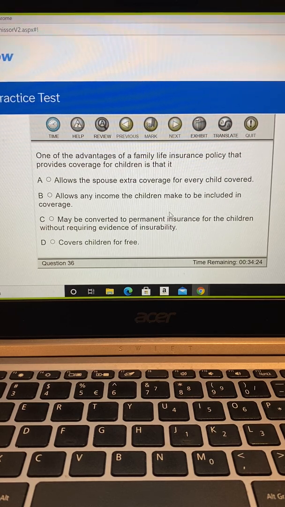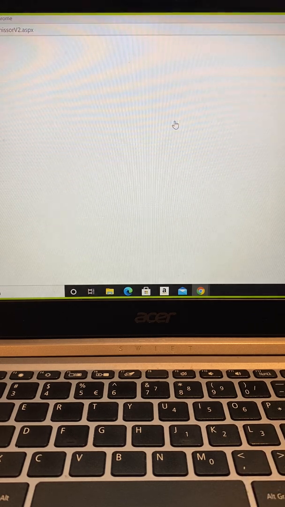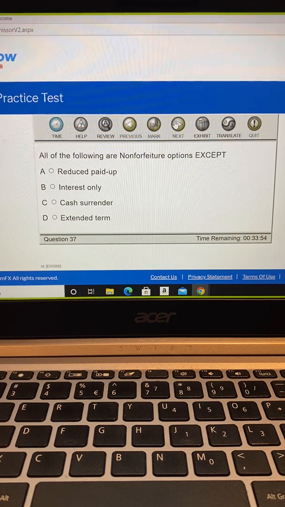If you go from perm to term, you don't have to do insurability, or do you? Right. So what's the answer? You gotta know that, man. Family policies, the spouse and the children can convert without evidence of insurability. Conversion is term to perm. Next.